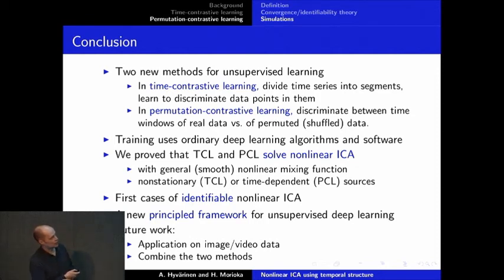And from a theoretical viewpoint, what we would like to do is to combine these two methods, TCL and PCL, so that we get a single method which uses both of these two different kinds of temporal structure, and thus would be very general and perhaps also statistically very efficient.